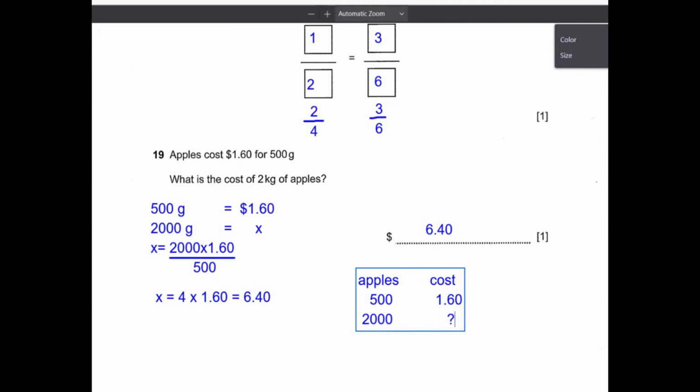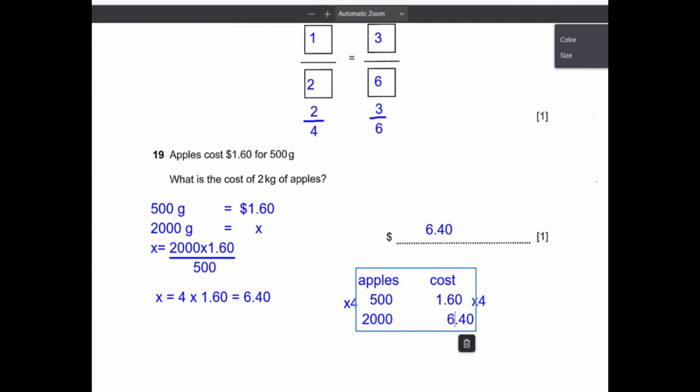They work it as a ratio. We know in ratio when numbers are changing, it is multiplication or division. 500 moves to become 2000. That means we multiplied by 4. So we're going to multiply the 1.6 also by 4. And this will give you 6.40.